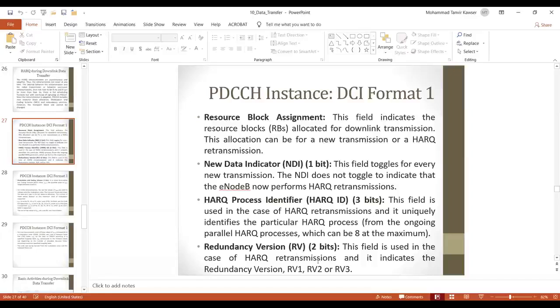Now, in the case of retransmission, it's up to you. You can send any of the 3 versions. Depending on radio link quality, you can decide at the eNodeB. The eNodeB also indicates when it is a retransmission. If it is original, then you don't have this field. But if you have a retransmission, it indicates whether it's RV1, RV2, or RV3. So it's a 2-bit field, only present when the NDI indicates retransmission.